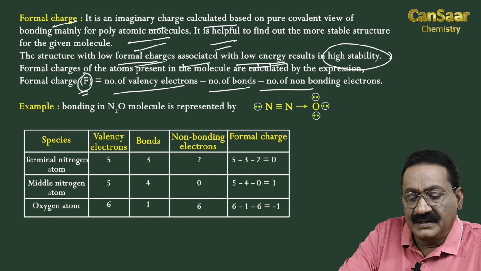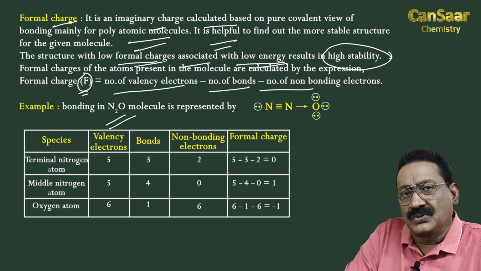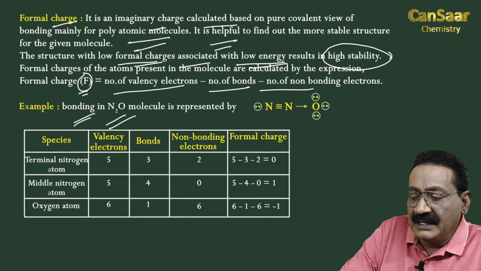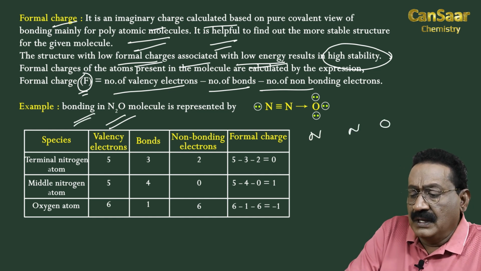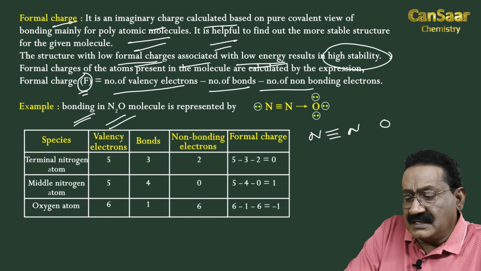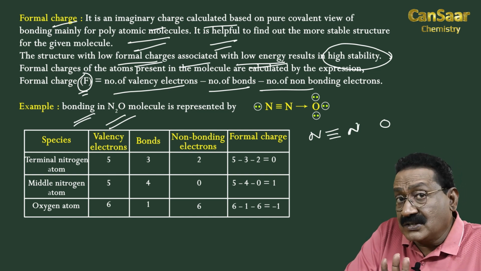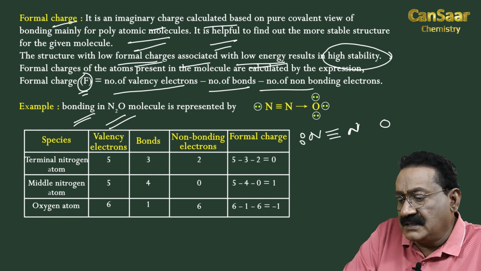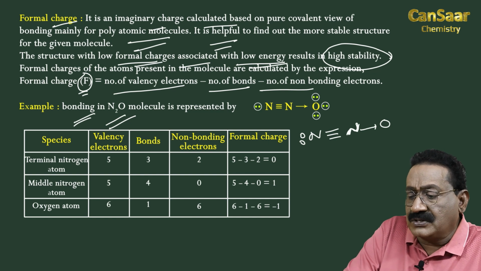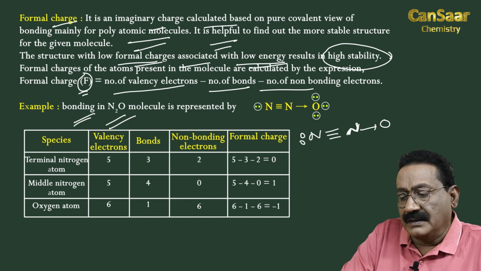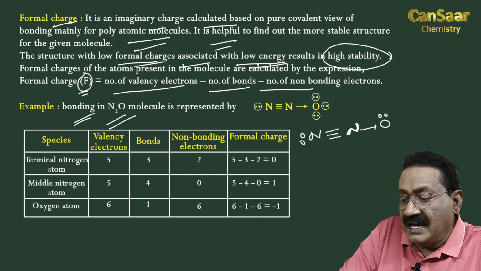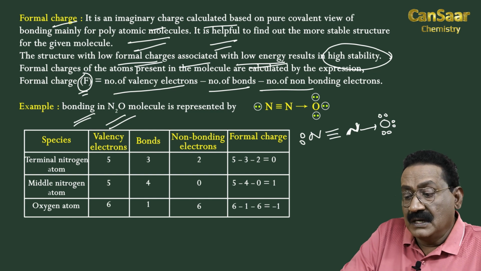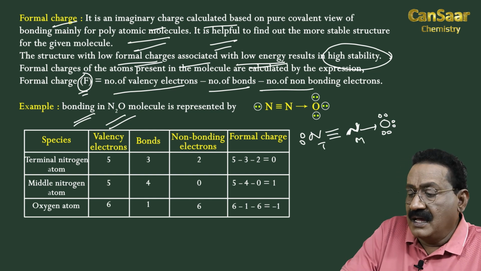Formal charge F. In the case of N2O molecule, so called nitrous oxide, laughing gas, the bonding is represented here. N forms 3 bonds, and after forming 3 bonds, N has totally 5 valence electrons. So here we have 3 bonds and 1 lone pair, and this one also having a lone pair donates to oxygen, forming a coordinate covalent bond. Oxygen has 6 valence electrons as 3 pairs. So this is the bonding in N2O molecule. Call this one N terminal, N middle and the oxygen atom.